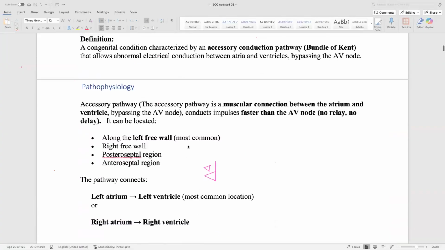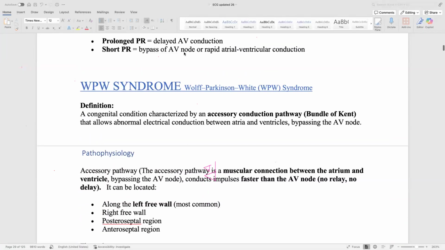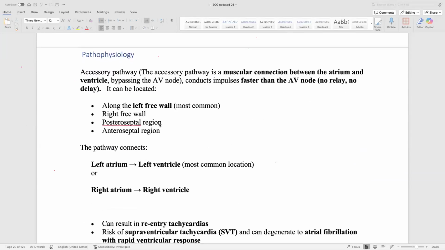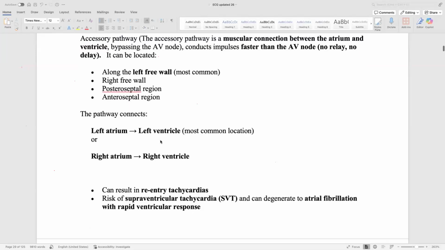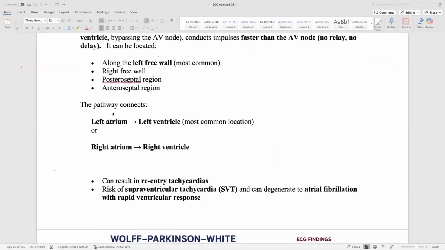So WPW syndrome is an accessory bundle of Kent, and it is usually in the left free wall. But sometimes it could be on the right side, in the posterior, in the anterior. And the usual pathway connects the left atrium to the left ventricle. This is the most common one. And this is an area of tough question: where is the bundle, from left to right, or from left to left, or right to right? So it's from left to left.